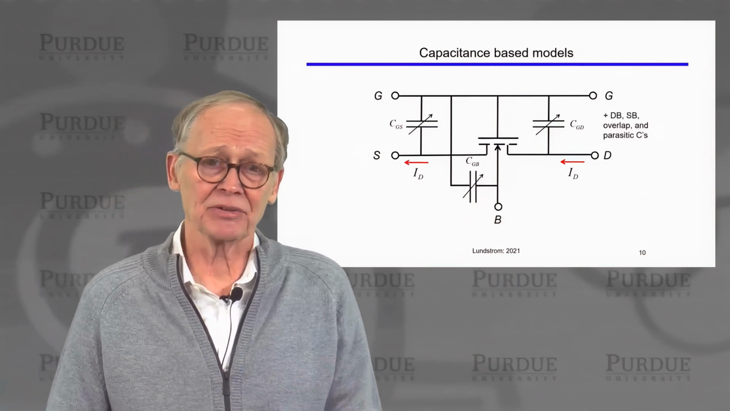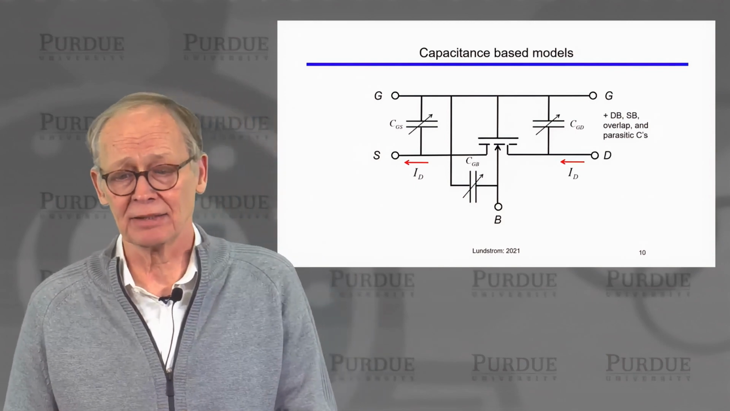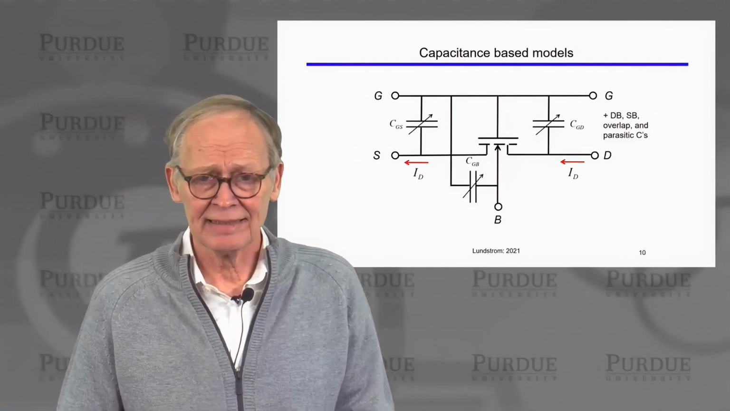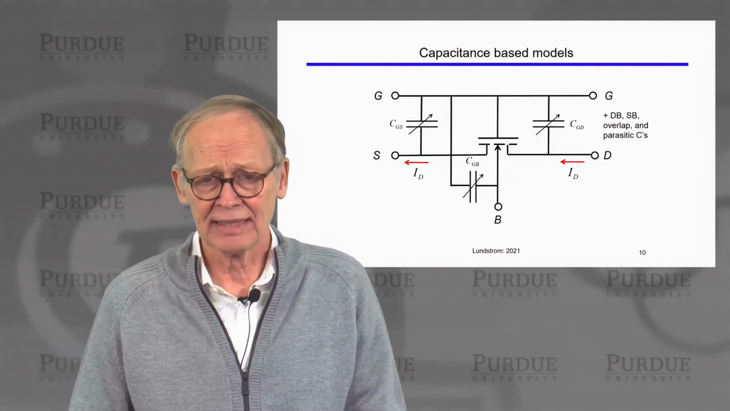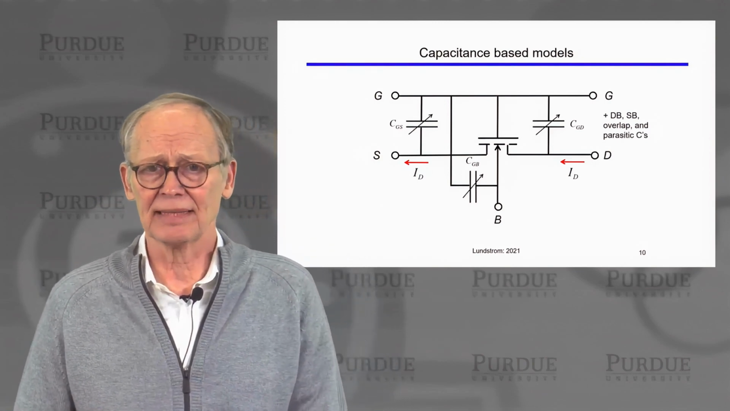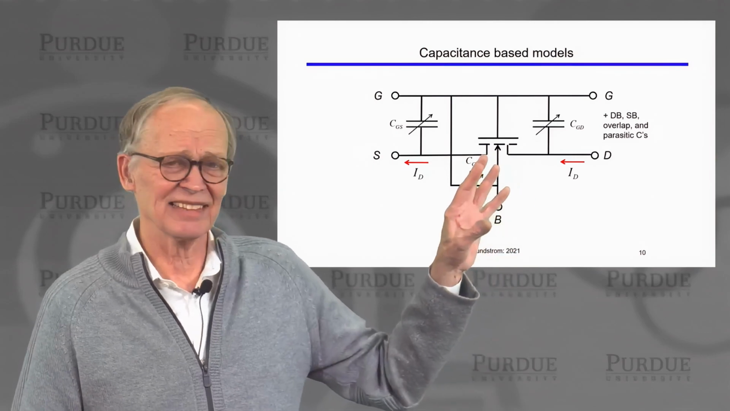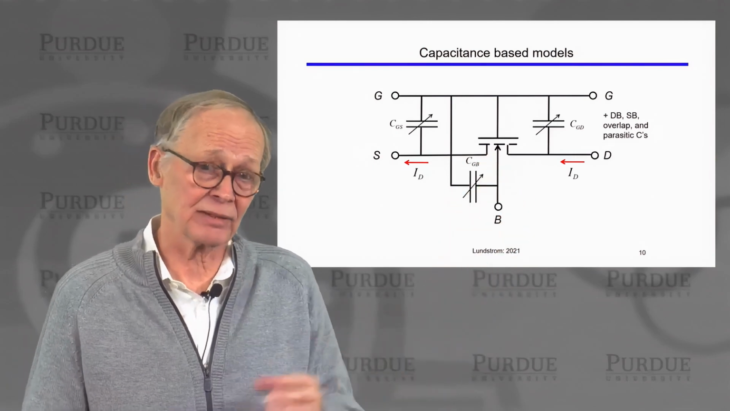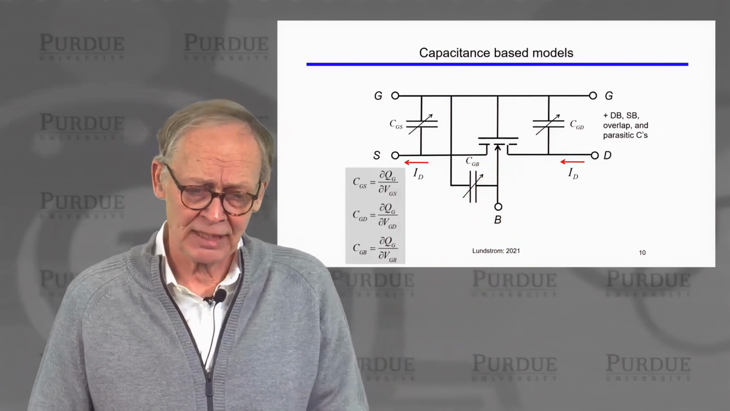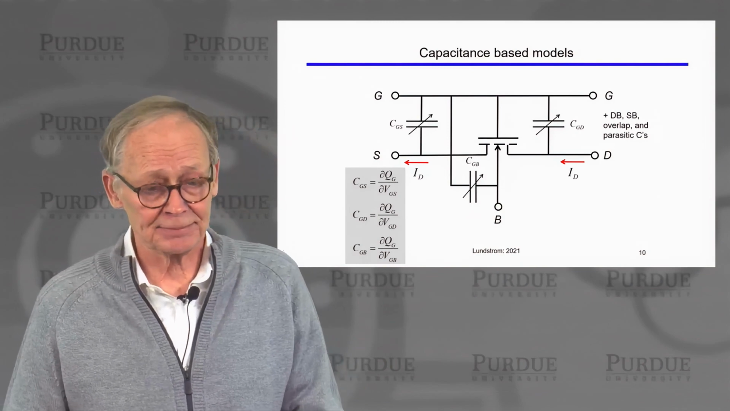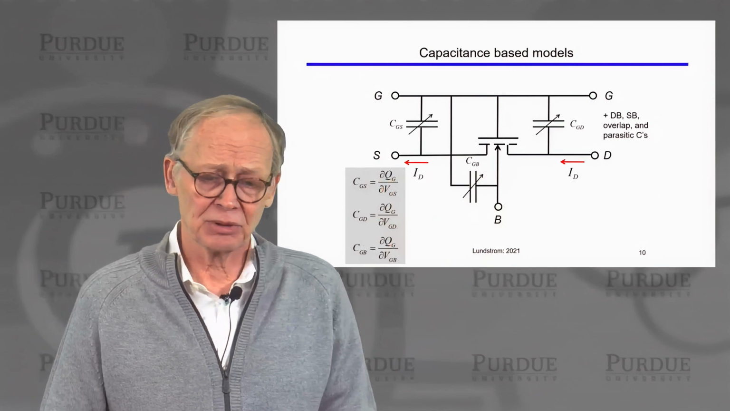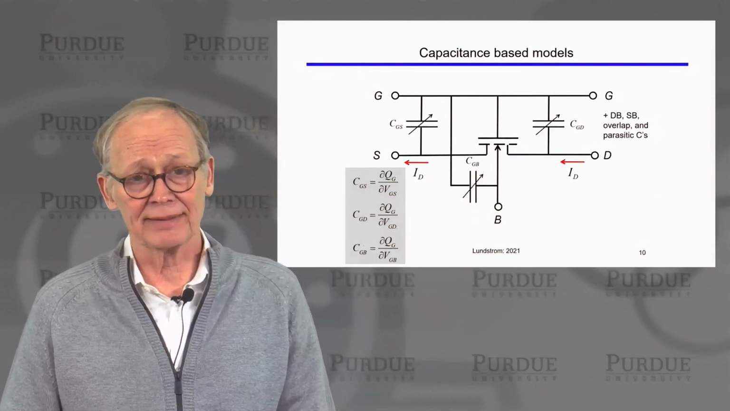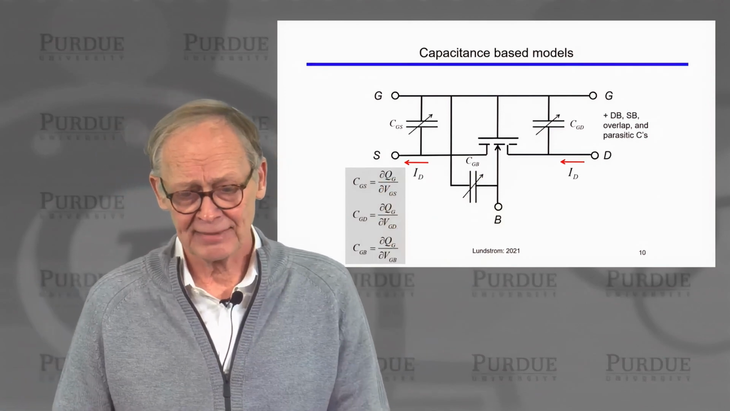Now, there are other capacitors. There's a capacitance between the drain and the body, the source and the body. There are overlap capacitances between the gate and the drain and the gate and the source. And there are various other parasitic capacitances. But these are the main intrinsic capacitances, and we can illustrate that there's a problem. We can compute the capacitances. The capacitance from the gate to the source would just be the derivative of the charge on the gate with respect to the gate to source voltage.